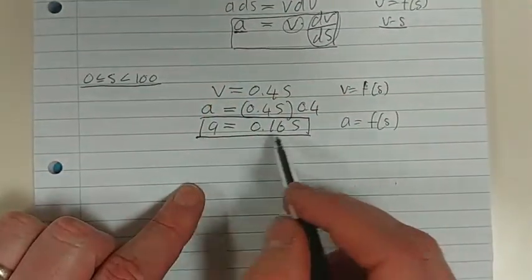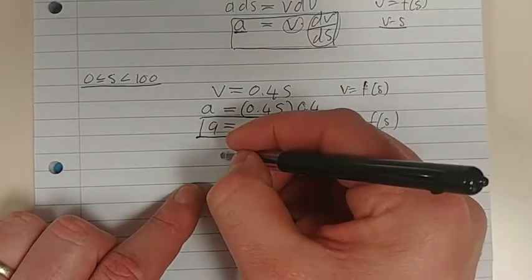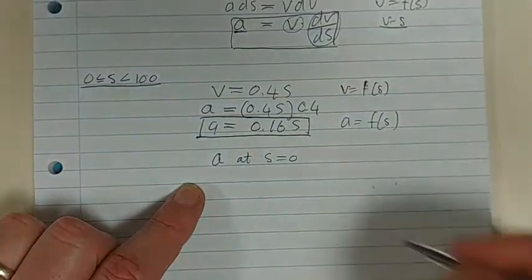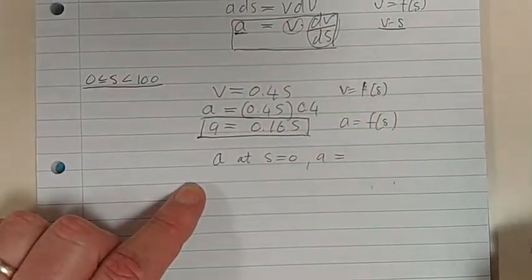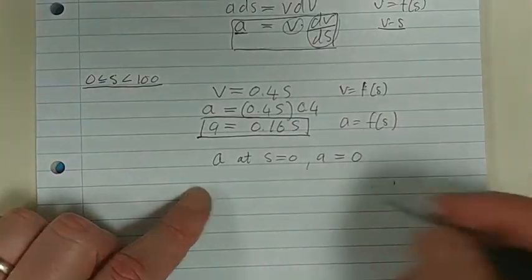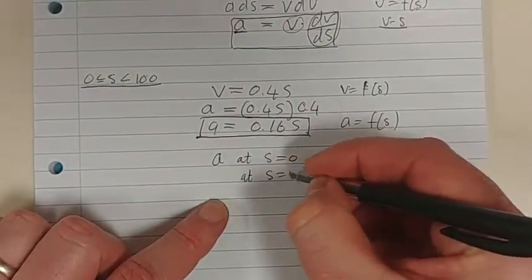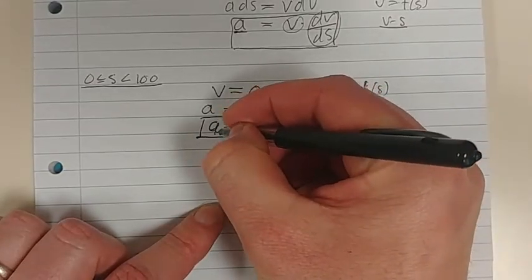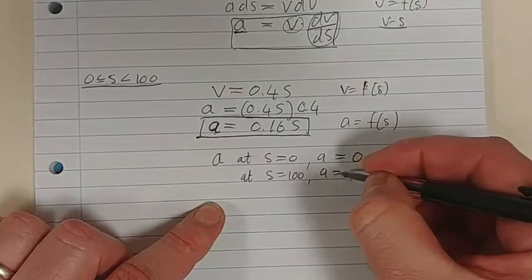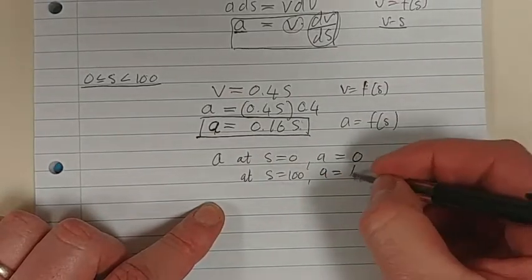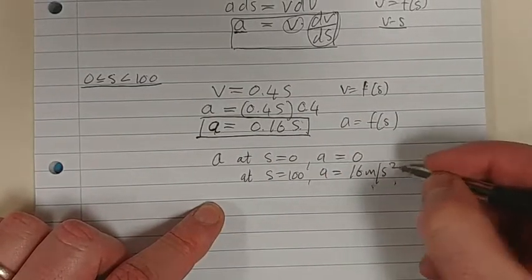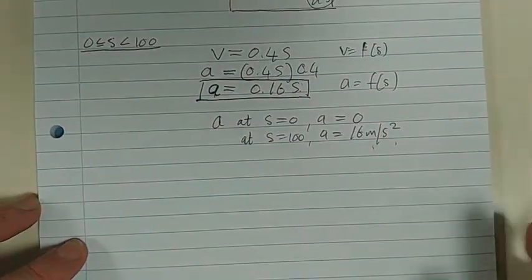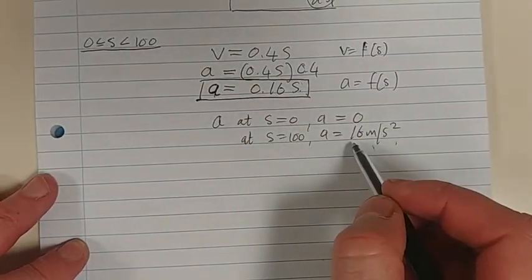Remember what I always tell you guys to do is to get the function. So what is a? What is the acceleration at position s equals 0? A is 0. And then at position equals 100 for this function, A equals, if I put 100 into there, A equals 16 meters per second squared. Great. Good stuff. So we've got our function and we've got our two extreme values.